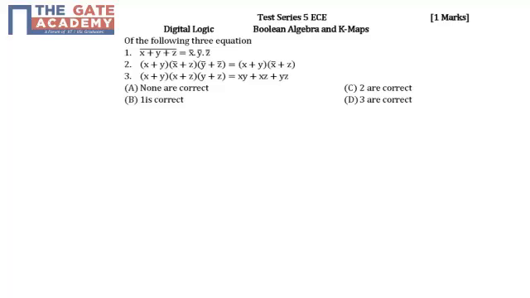And which is incorrect. So the first one, if you look, is (x plus y plus z) whole bar is equal to x bar dot y bar dot z bar. It is true directly from De Morgan's law, it is simply applying De Morgan's law. Fine, coming to the second one. So the second one, let us solve it.